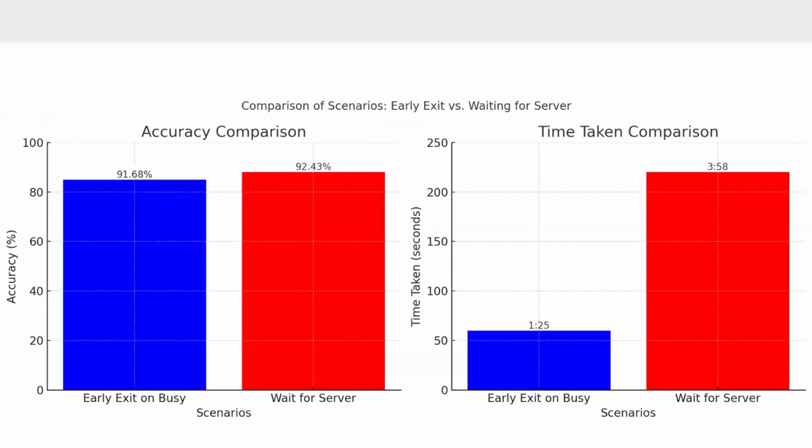So of these two approaches, the second approach where you wait for the server will obviously have a slightly higher accuracy, whereas the other approach where you just go back to the smaller model on the device has a slight dip in accuracy. But what we found was that it saved a lot of time. When we just went back to the client device's own AI model, it ran in about 1 minute 25 seconds, whereas waiting for the server took about 4 minutes.